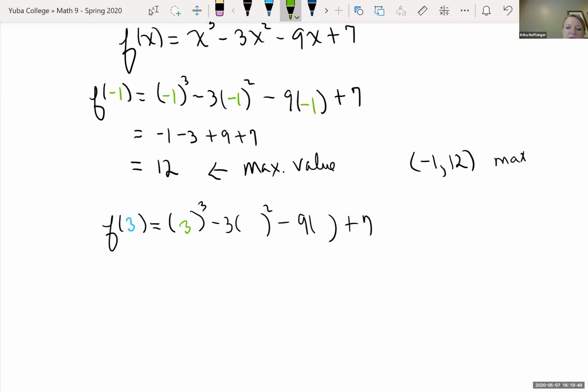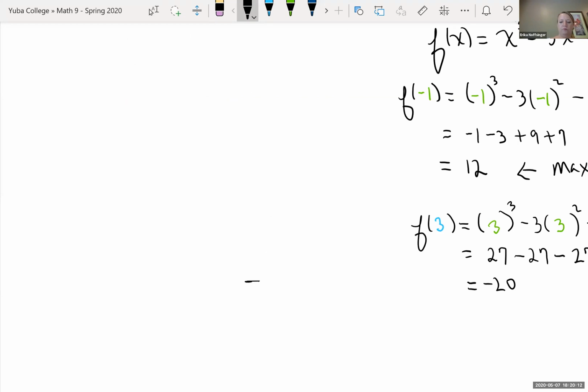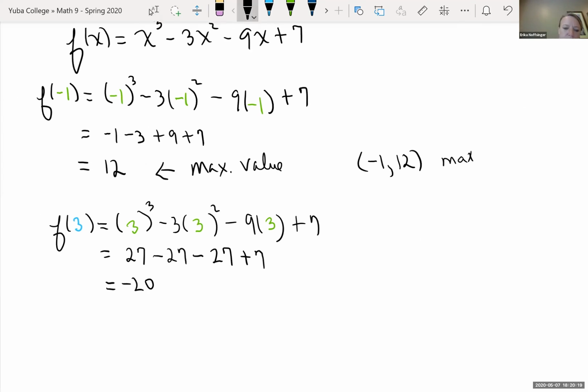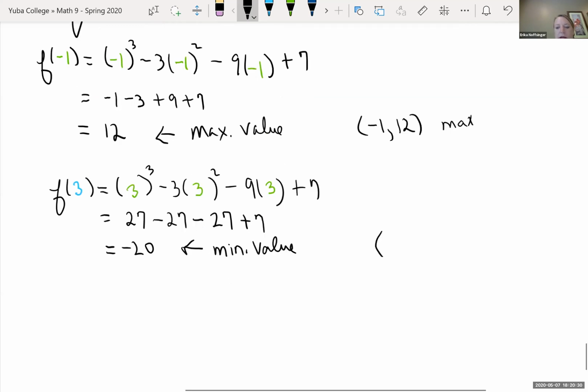So we have 3 cubed minus 3 times 3 squared minus 9 times 3 plus 7. This gives us 27. Well, 3 squared is 9 times the -3, so that's minus 27. Those cancel. Minus 9 times 3, which again is 27, plus 7. Well, 27 minus 27 cancels. -27 plus 7 is -20. That's our min value. So that's our minimum value. Okay, so x is 3, y is -20.